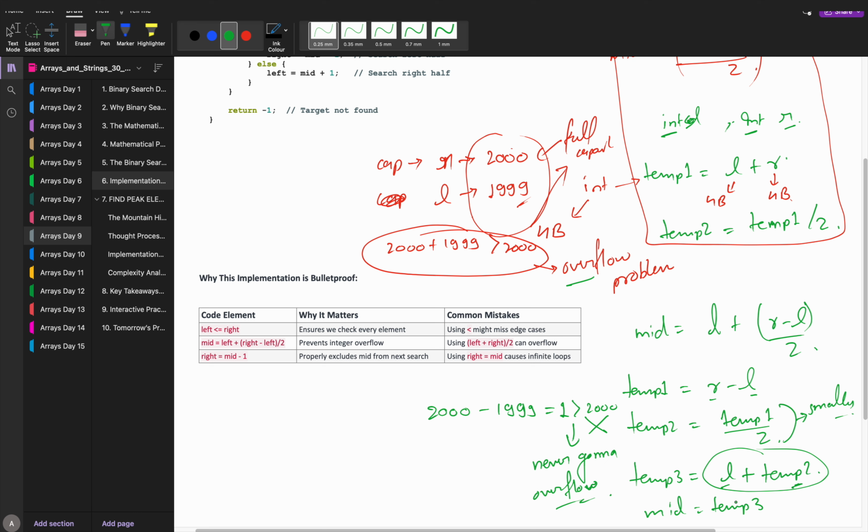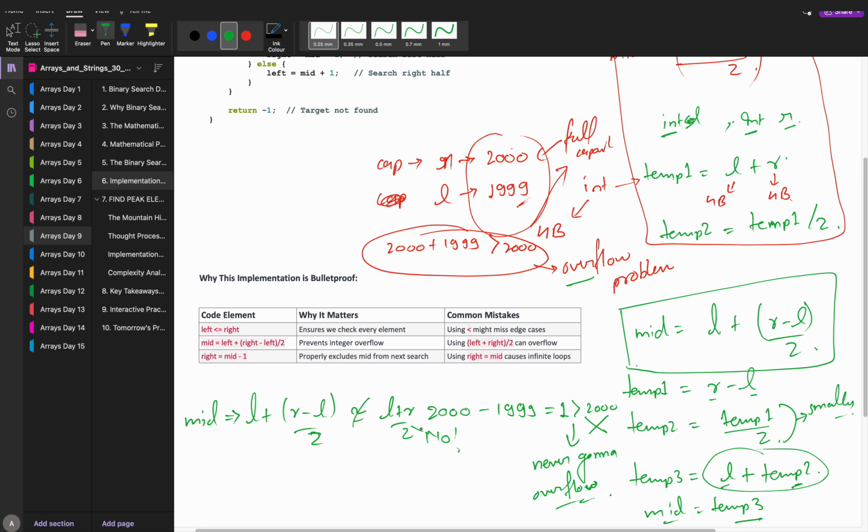Or exactly, it will be very small and will come within proper capacity. Now mid is just getting allocated. That's why it is never going to overflow. And if you are still thinking, sir, this formula, is it not similar to mid, L plus R minus L divided by 2 is not equivalent to L plus R divided by 2? No, it is not like that. It is equivalent.